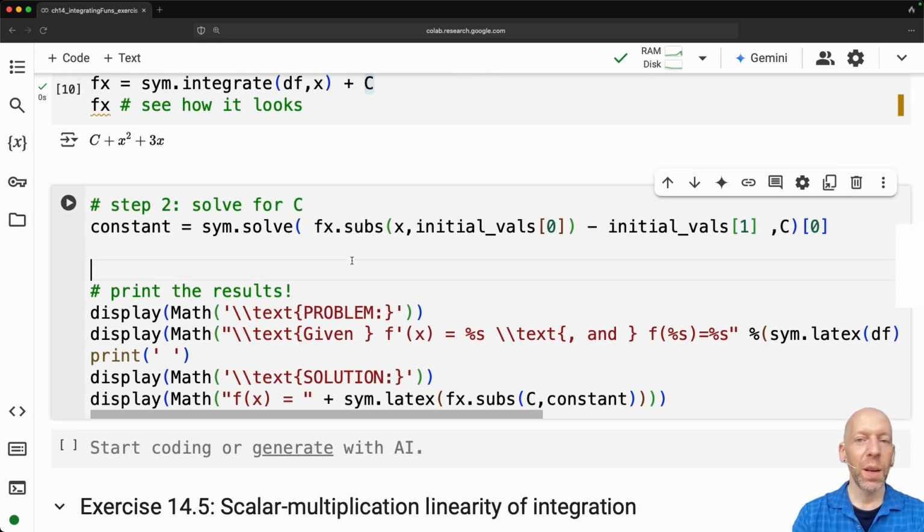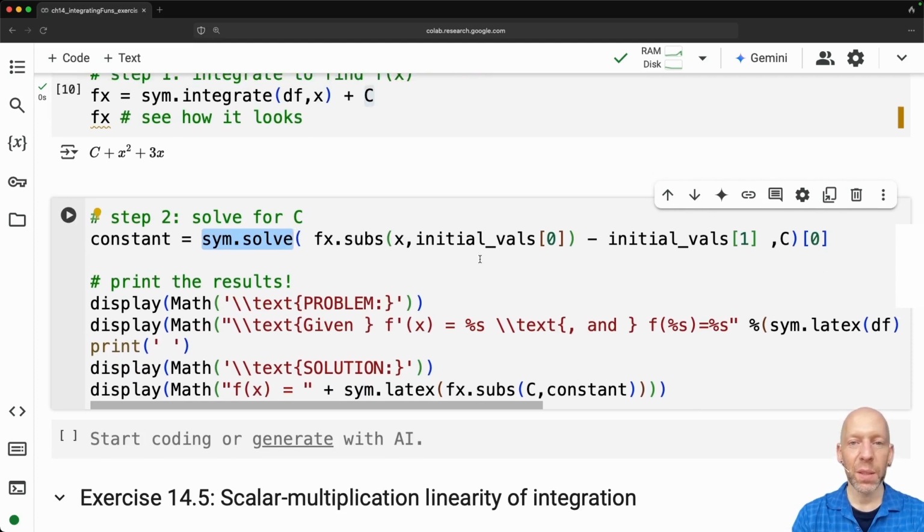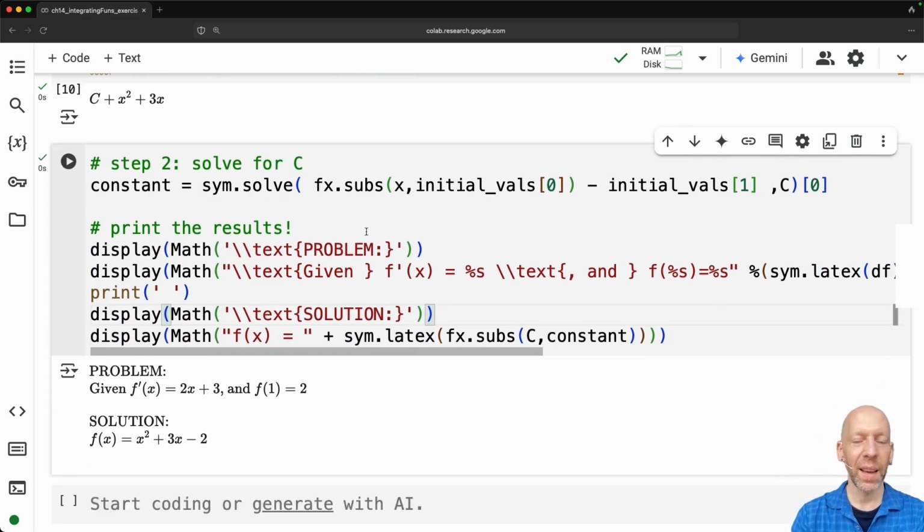Now for step two, we just use sim.solve. We plug in the function, which we got by integrating the derivative, and wherever we see x, we substitute in the value of x. Then we set that equal to the value of the function at that x, and we are solving for c. The rest of this is just printing out the solution, exactly like how I showed in the text.